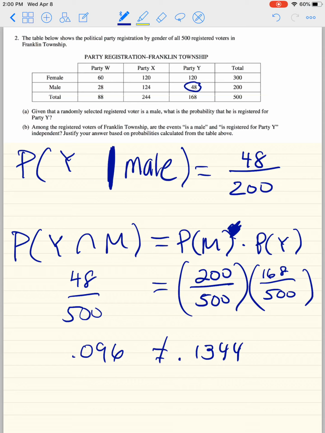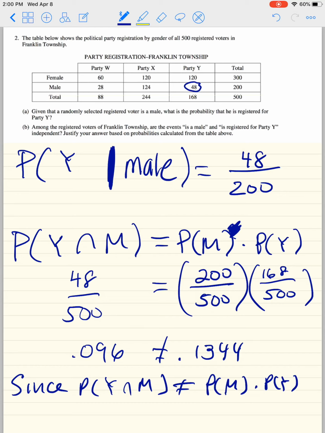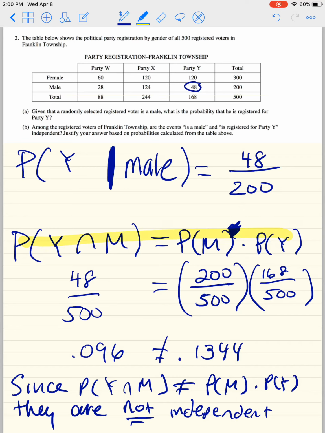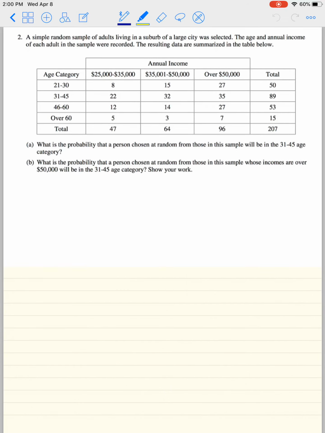So since the probability of Y and M does not equal the probability of M times the probability of Y, you have to explain they are not independent. You can't just show this probability. So I hope that was easy enough. To show independence, everything should be out of the total. Okay? So let's try another one.